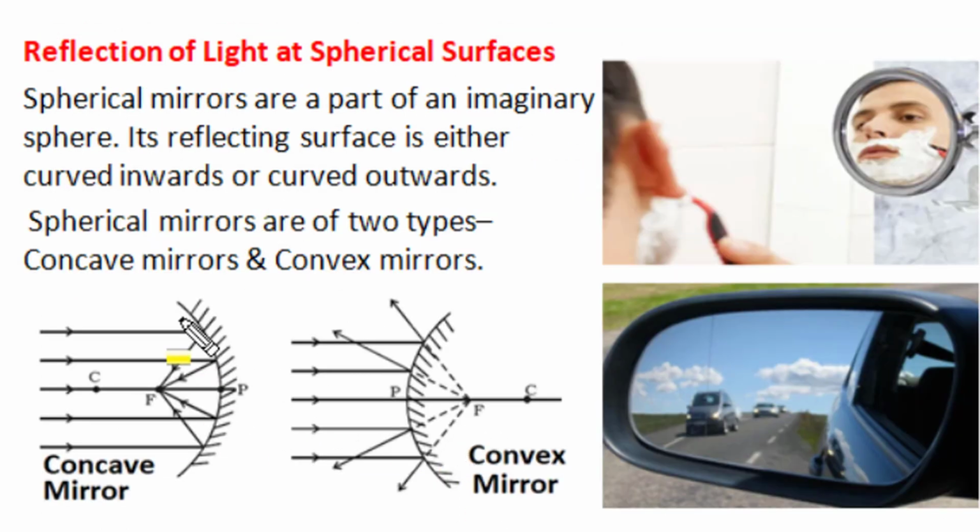Spherical mirrors are part of an imaginary circle, and the reflecting surface is either curved inward or curved outward. Spherical mirrors with an inward curved reflecting surface are known as concave mirrors, and concave mirrors are used as a shaving mirror, whereas spherical mirrors with an outward curved reflecting surface are known as convex mirrors, and such convex mirrors are used as a side mirror for a vehicle to visualize a large surrounding area of the back.